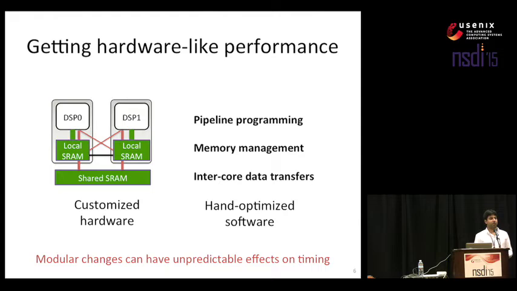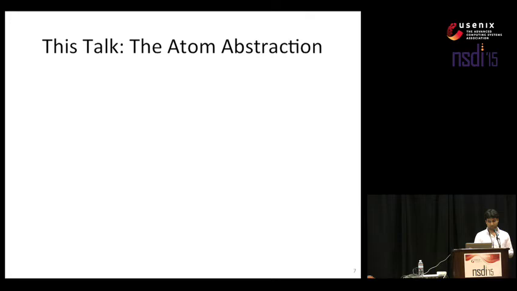And as an effect, when you try to add your new wireless applications, you can end up with very unpredictable effects on timing, even if you're making a very localized change to your signal processing application, right? So there's an inherent tension between the ability to meet timing requirements and throughput requirements of the application and the modularity of the resulting software system. And that's what we solve in this talk, right? So this talk presents to you a novel abstraction called the atom abstraction, which tries to resolve this tension.